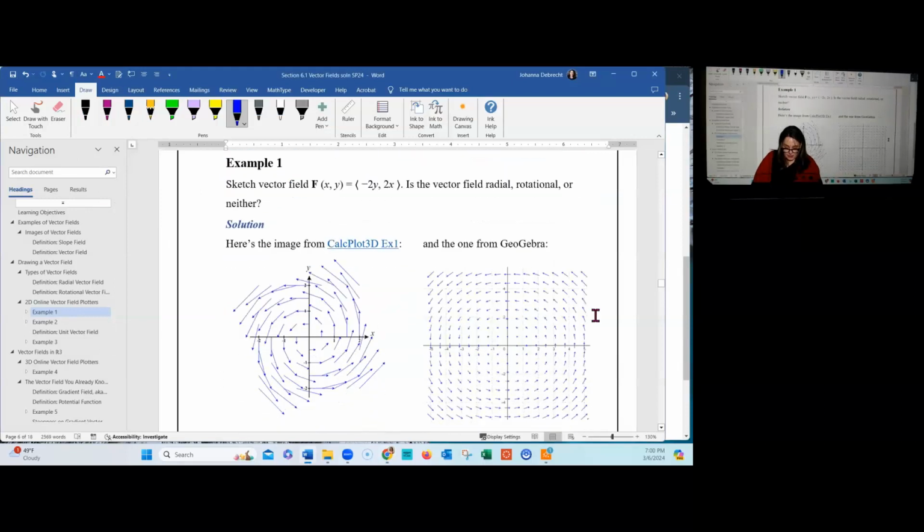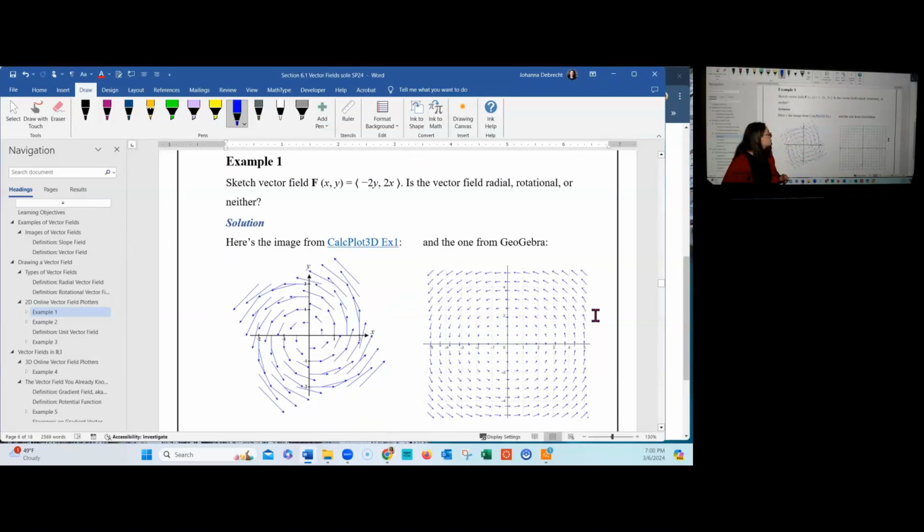Here's an example of a vector field given in angle bracket form, ⟨-2y, 2x⟩. Remember that we often refer to these components as P and Q. If we had 3, we'd refer to them as P, Q, and R. When we're looking at these, you can tell that this one is a type of vector field, and based on the picture, it looks like a rotational vector field where the vectors are moving in a circle.